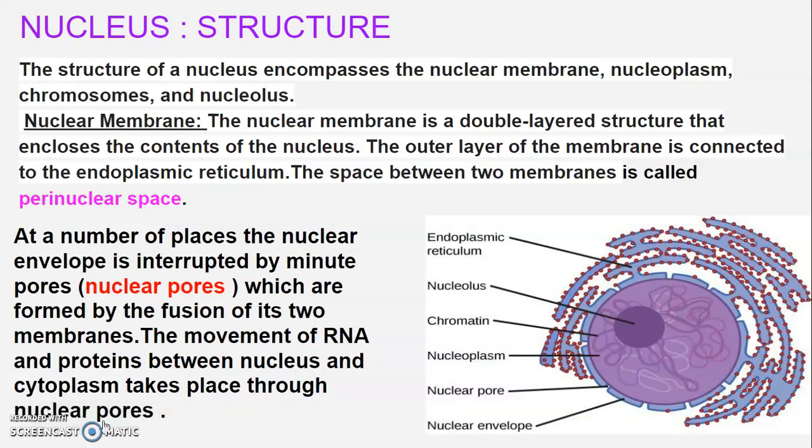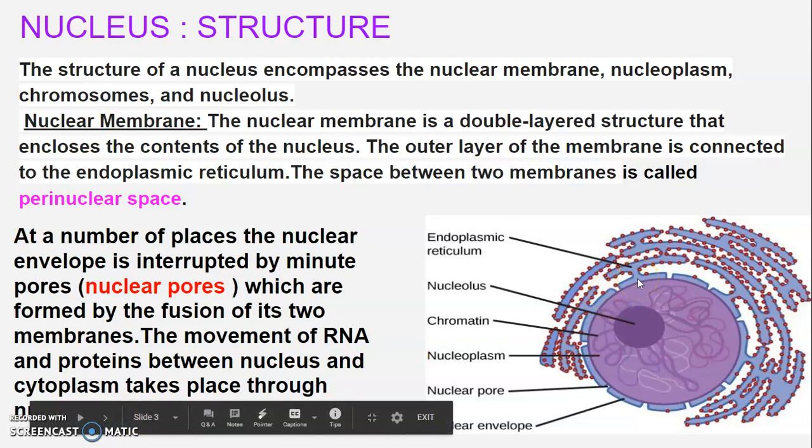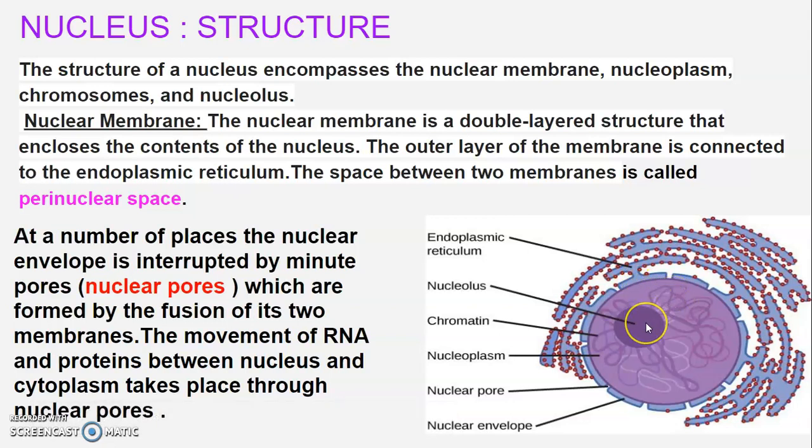Let's study in detail the structure of the nucleus. The structure of the nucleus includes the nuclear membrane, nucleoplasm, chromosomes and nucleolus. The four parts, children: nuclear membrane, nucleoplasm, chromosomes and nucleolus.